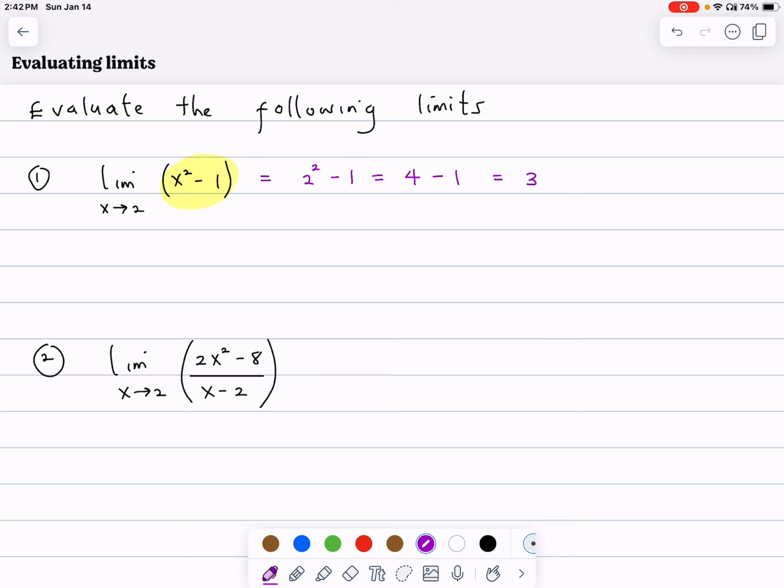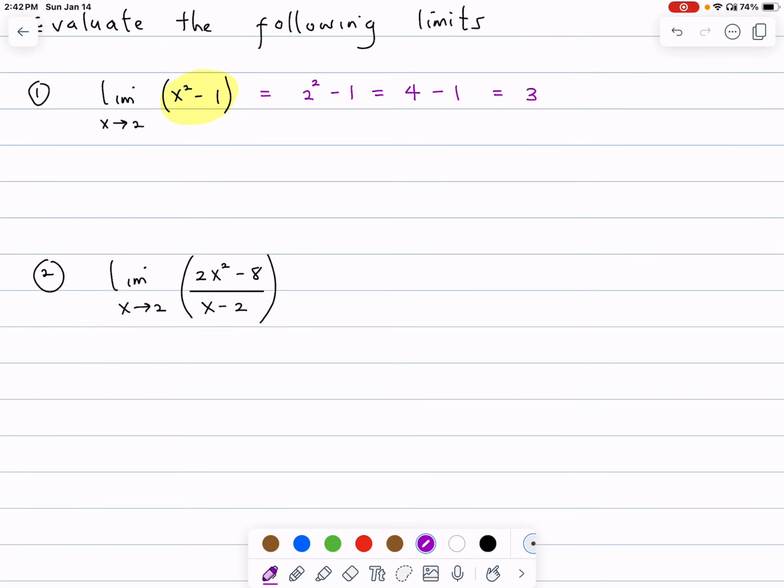Now, what about this one? Number 2, limit of 2x squared minus 8 over x minus 2 as x approaches 2. So are we going to plug in 2 also into this? Okay, let's see. We plug in 2 just like the way we did number 1. So we have 2 into bracket 2 squared minus 8 over 2 minus 2. So this is going to be 2 times 4 minus 8 over 0, and this is just going to be 8 minus 8 over 0, which is 0 over 0.